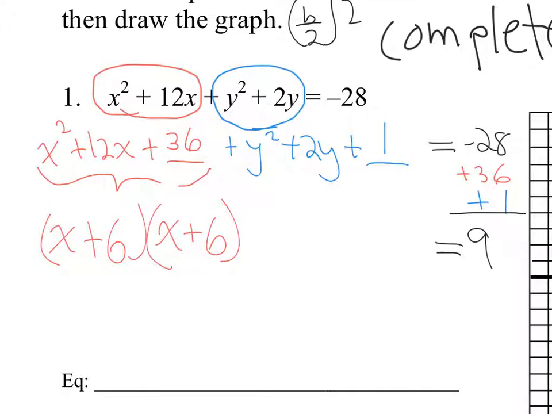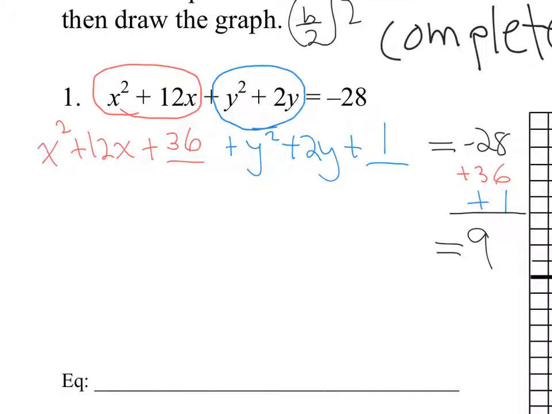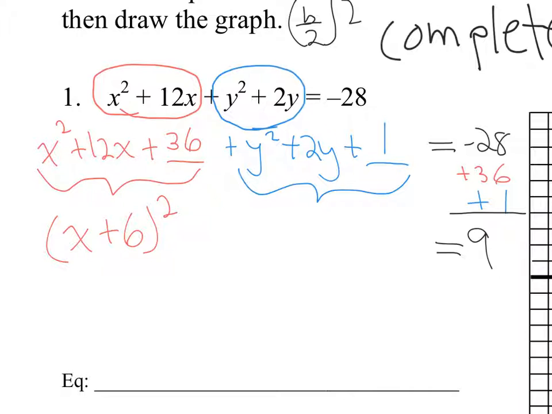Let's go ahead and erase that whole thing. So this becomes, when I factor this, x plus 6 squared. So let's do the exact same thing for the y. y squared plus 2y plus 1 will factor to y plus 1 squared.